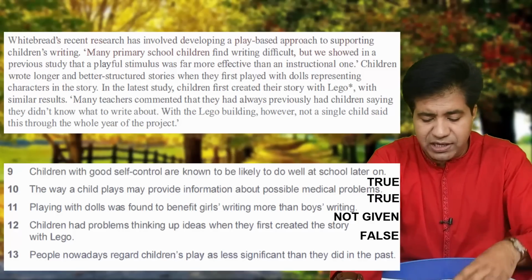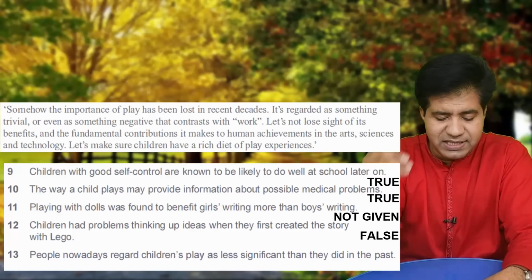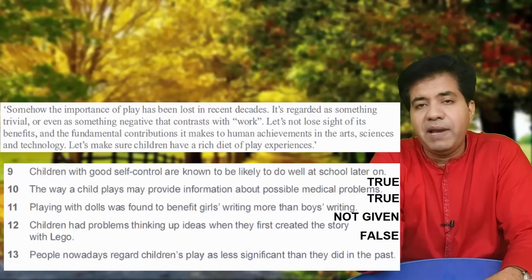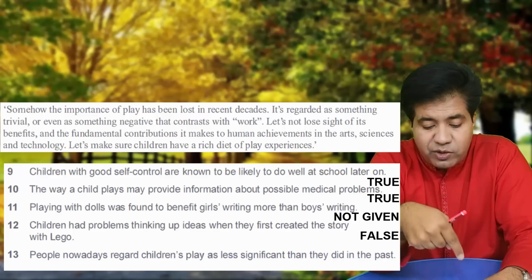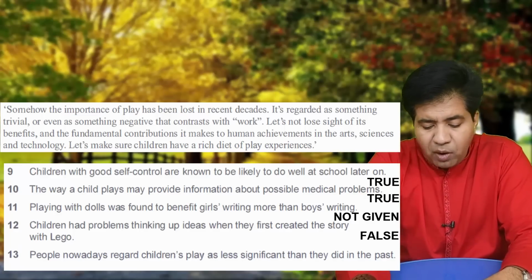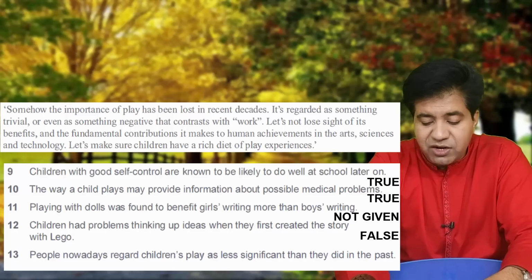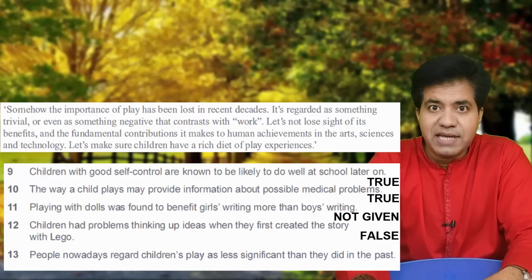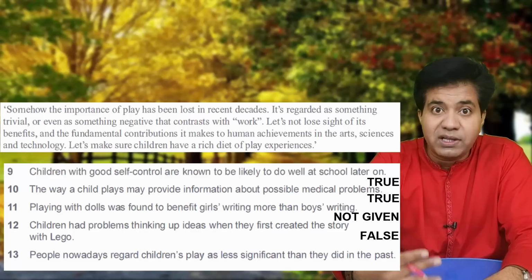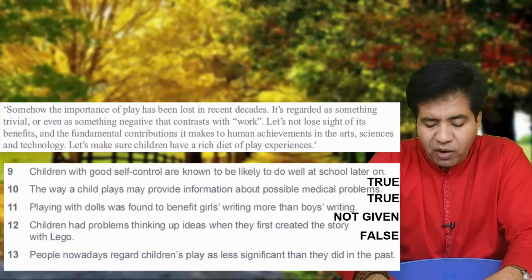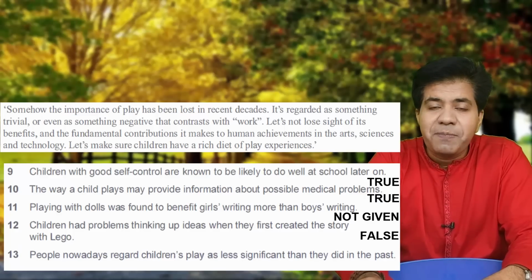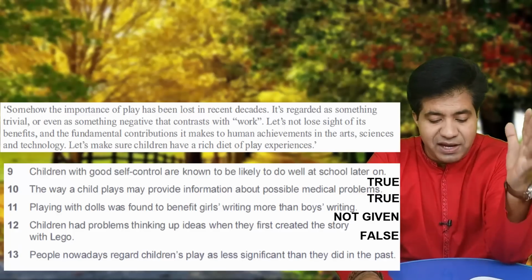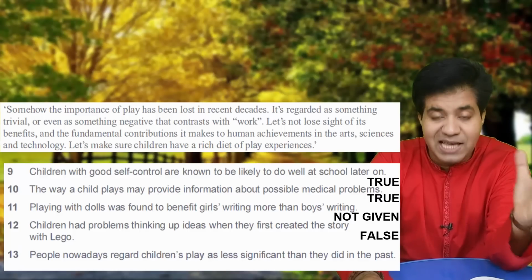Let's just go back and read ahead. This is the last paragraph. It says, somehow the importance of play. See that the first sentence of the paragraph tells us that the answer is going to be here. Somehow the importance of play has been lost in recent decades. Now this sentence is alarming, but we need to make sure what the answer is. It's regarded as something trivial. Importance of play has been lost.